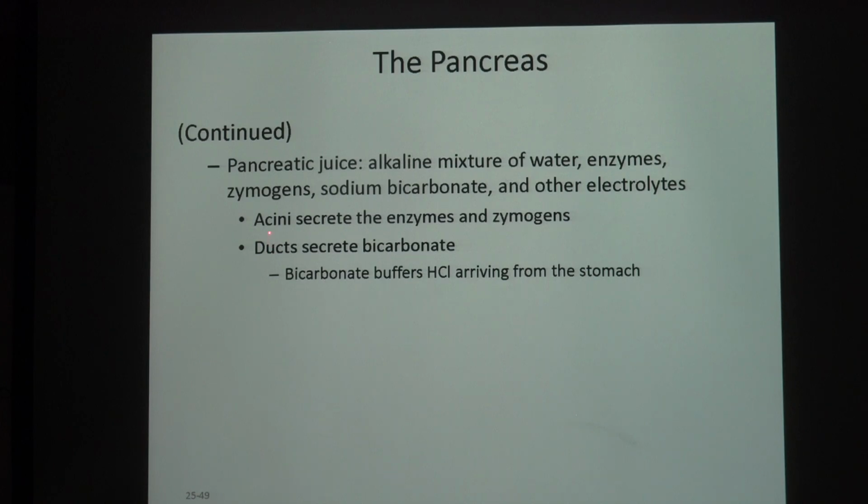Okay, the acini cells are secreting those enzymes and those zymogens. And the zymogens are the alkaline-based components that help to break down any of the leftover residual fibrous matter or protein-based matter that's there in that chyme. Again, hydrochloric acid arriving from the stomach gets buffered by that bicarbonate. And we'll talk about the bicarbonate buffer system when we talk about the urinary system.